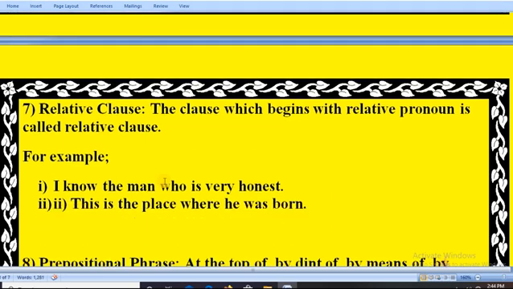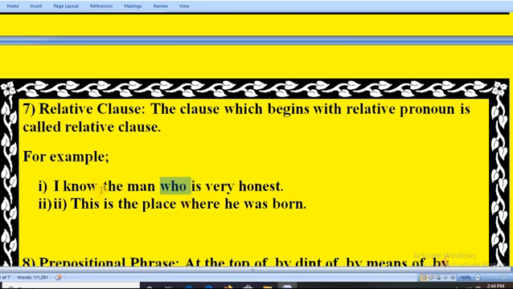Relative clause. Relative clause is what? Clause means where a subject and a finite verb will be available. Relative clause means where a relative pronoun will be available and there will also be a clause, right? Suppose, I know the man who is very honest. Look at the sentence. Here the relative pronoun is who.